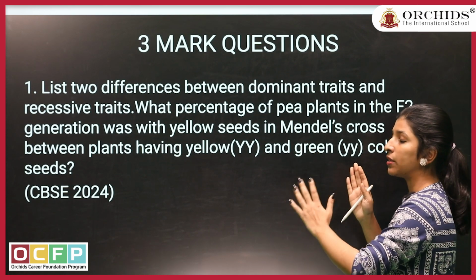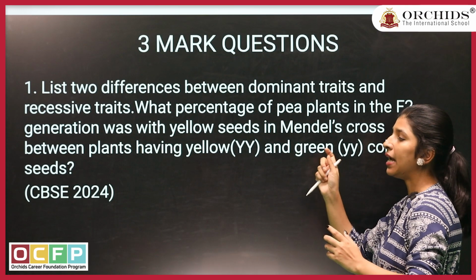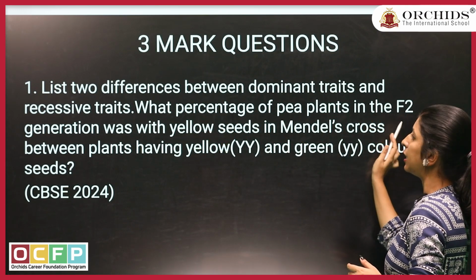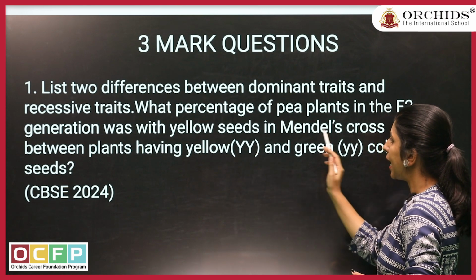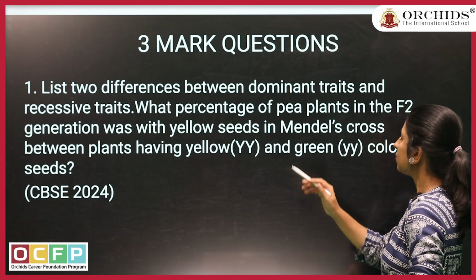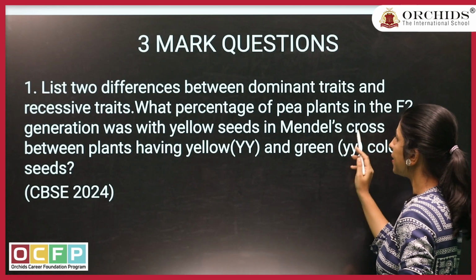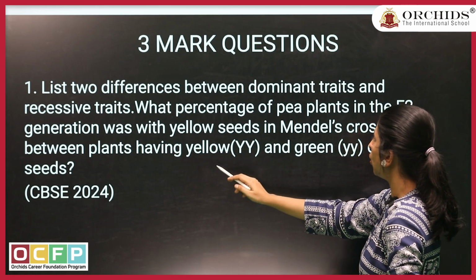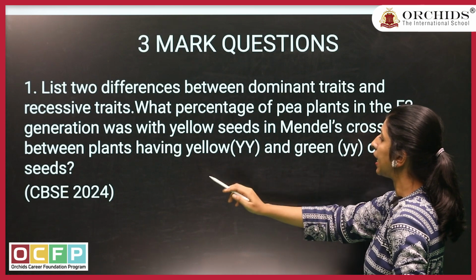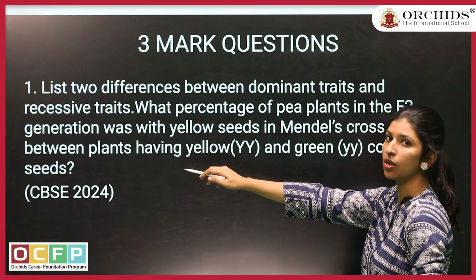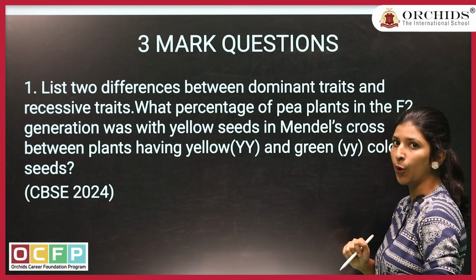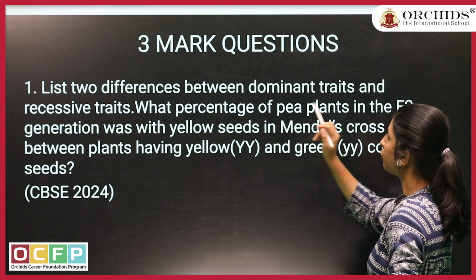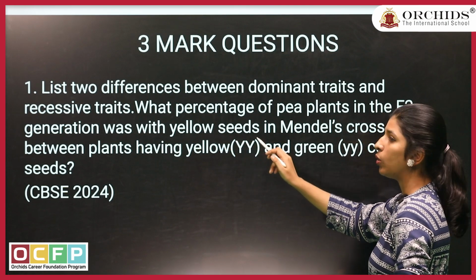The statement of the question seems to be so big, but it carries only 1 mark because they are asking us the percentage of the pea plants in the F2 generation. And they gave us the cross also. When we analyze this question, we can understand that this was a monohybrid cross between a yellow seeded and a green seeded plant parent combination. So this is a monohybrid cross. They are asking us the percentage of the pea plants in the F2 generation with yellow seeds.